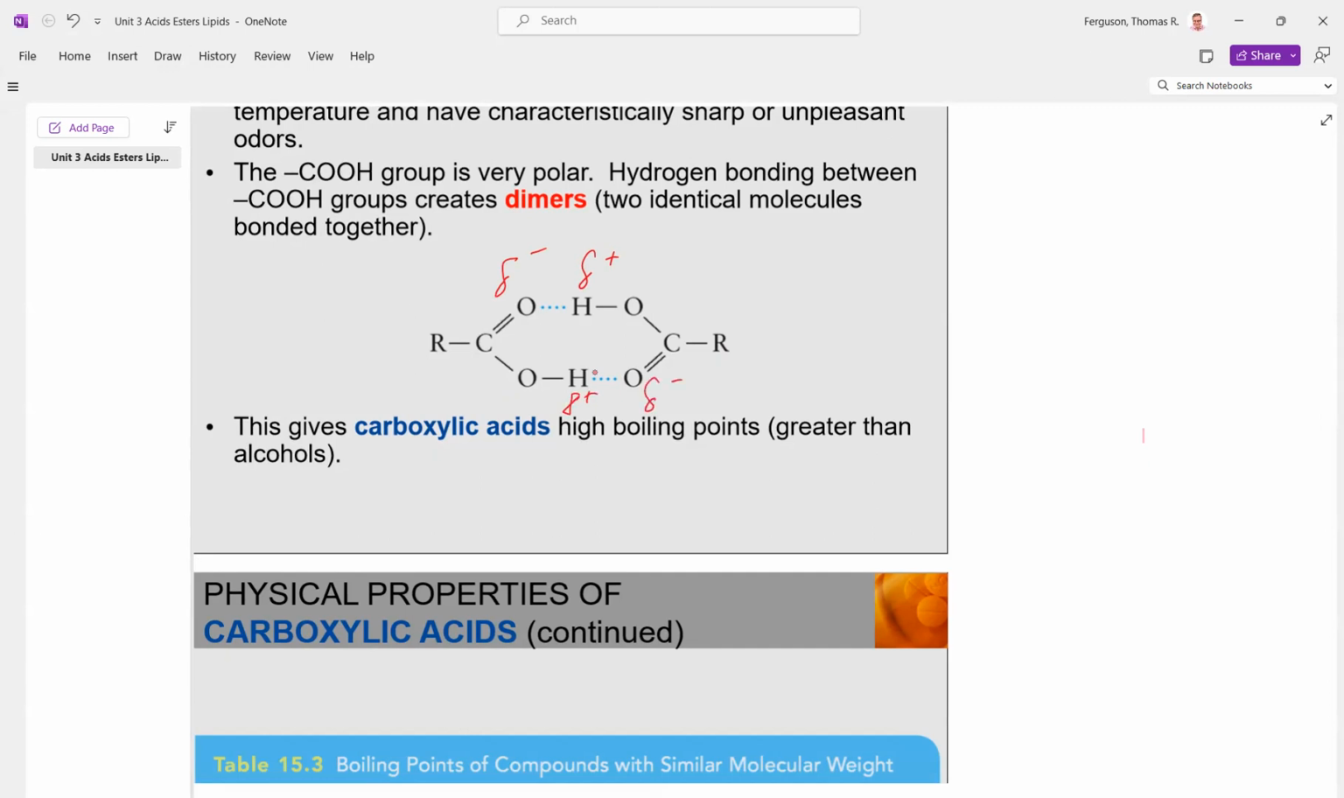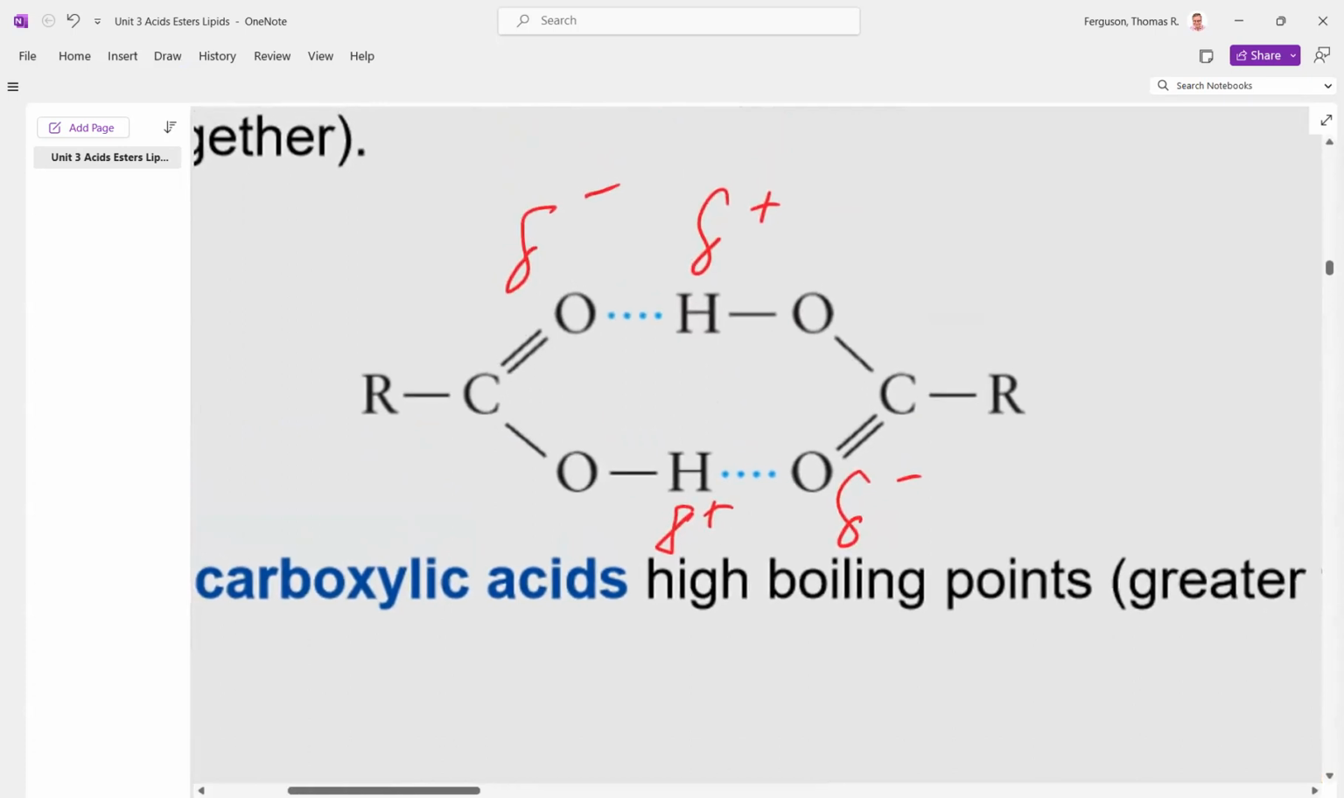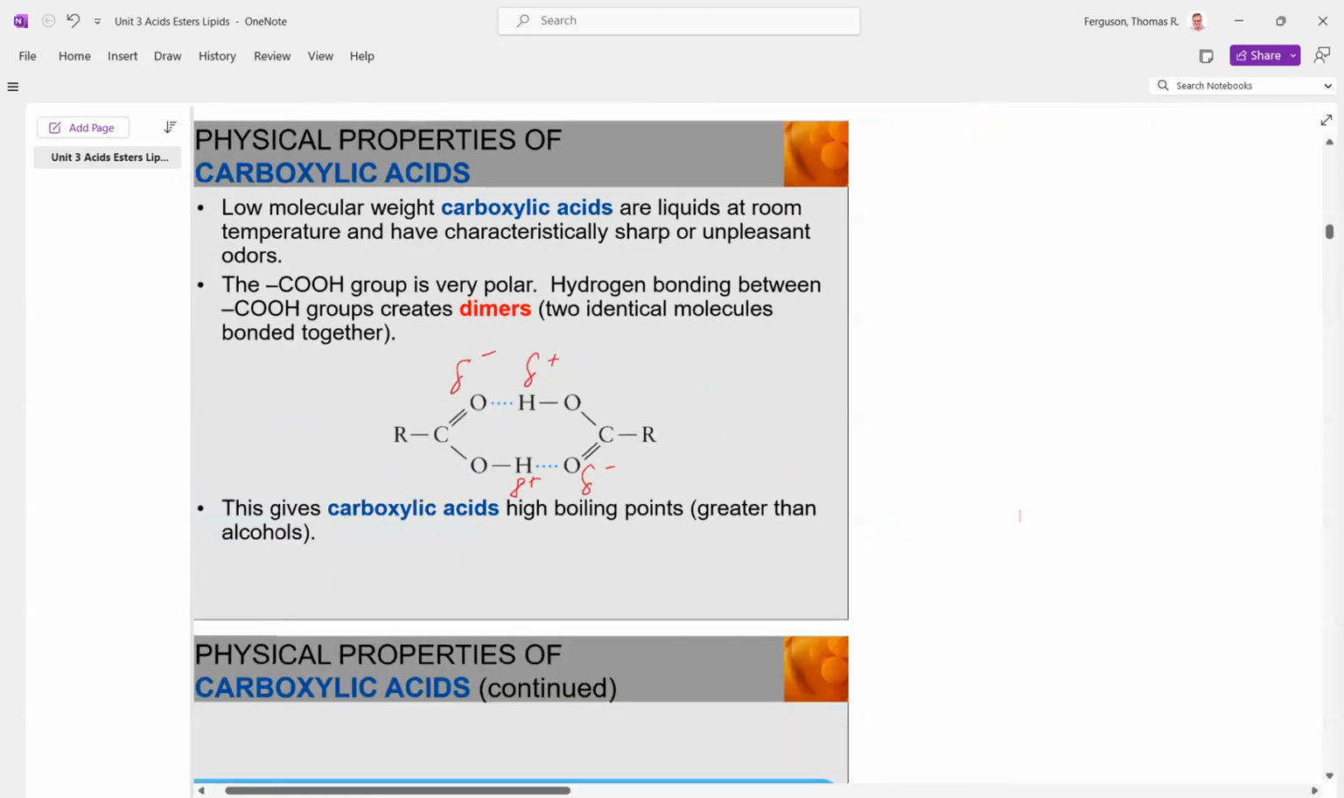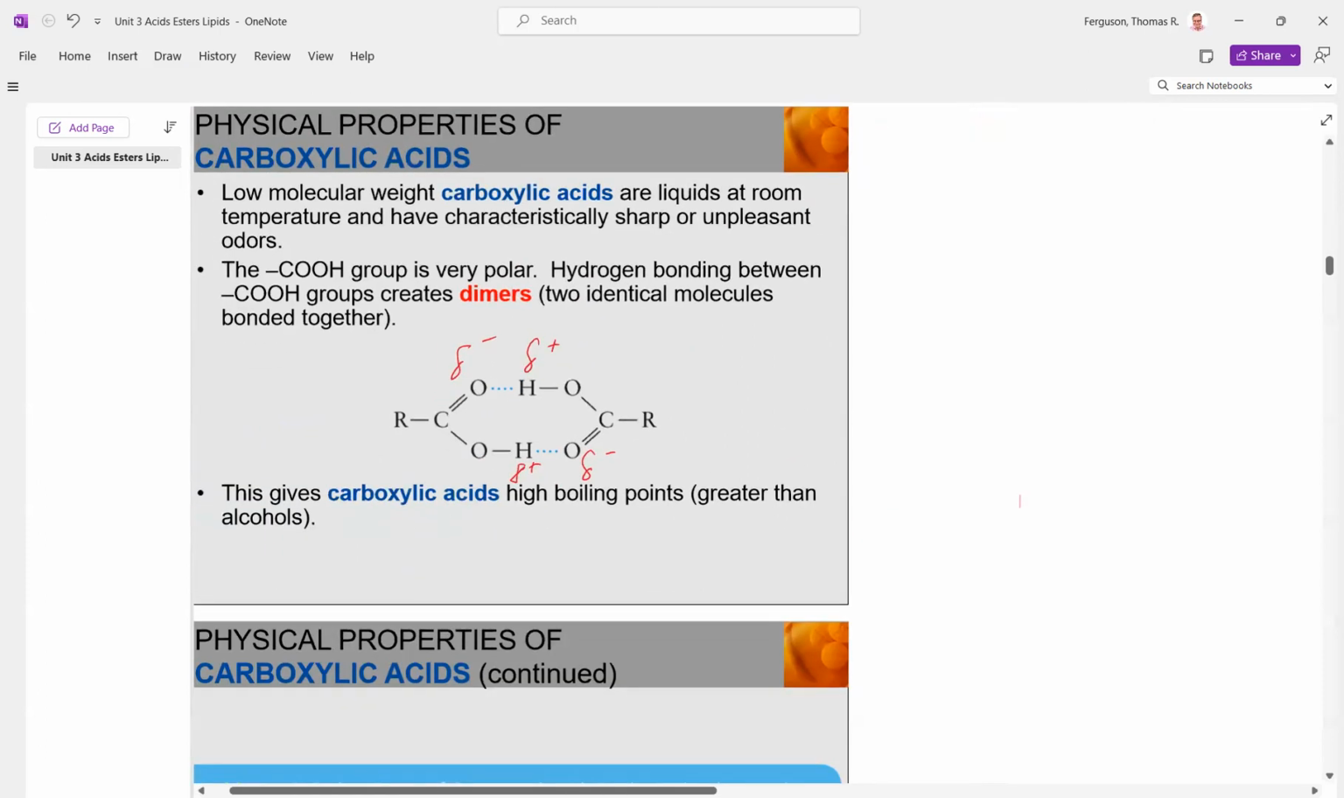So the oxygen on the carbonyl group is partially negative. The hydrogen on the OH group is partially positive. And that's where they get that strong attraction. Liquid acids have a very high boiling point and melting point because of this interaction.